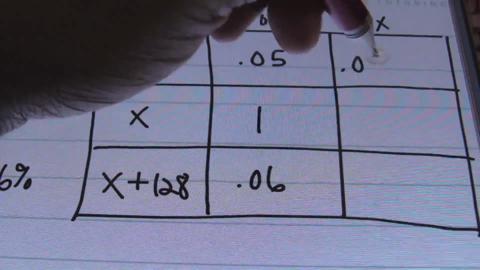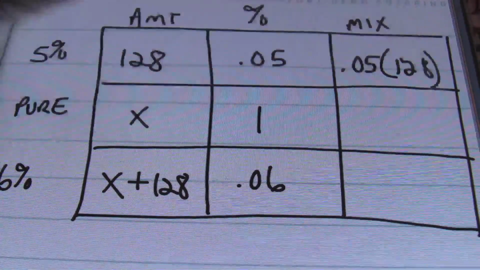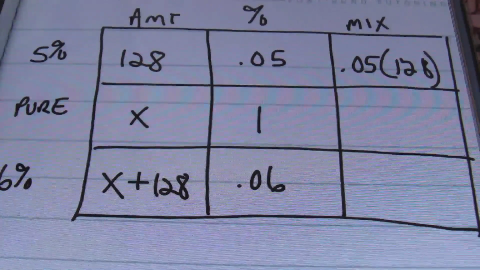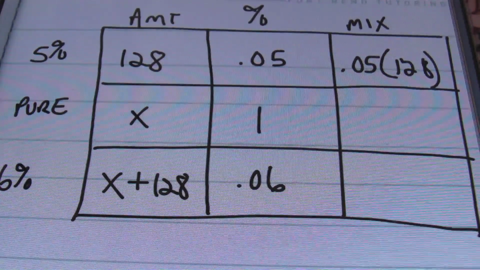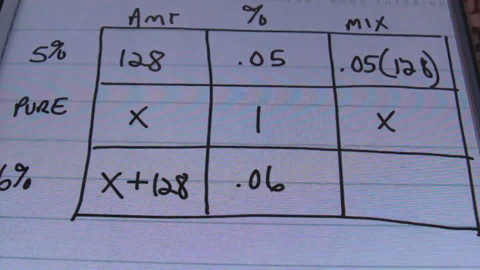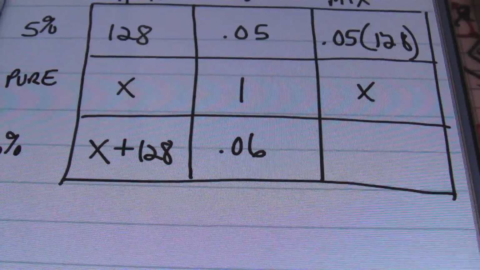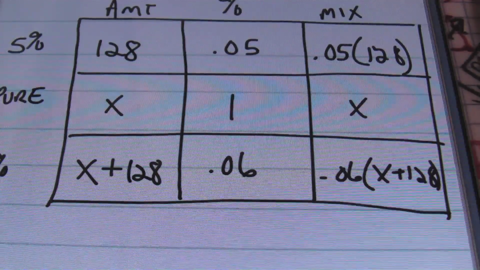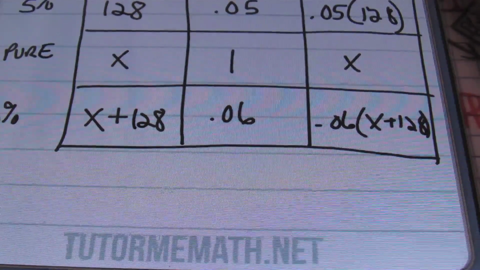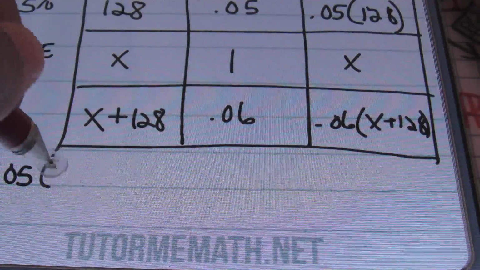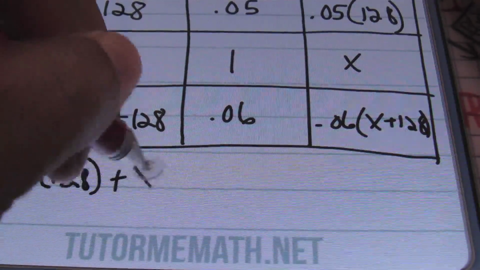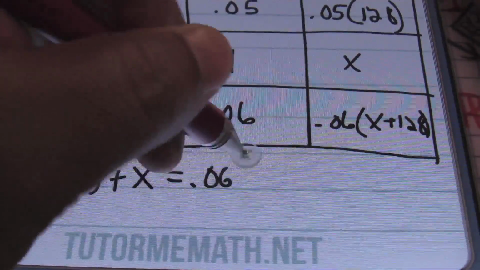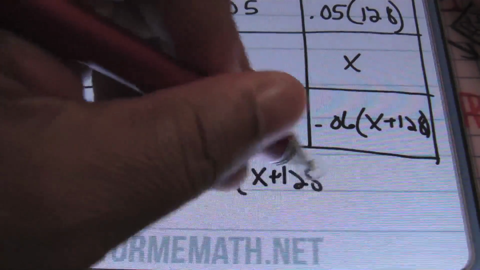So I'm going to write this as 5/100ths times 128. All right? I'm not going to stress myself out multiplying that out right now. But I will have fun multiplying x times 1, because that's just x. Then multiplying x plus 128 times 6/100ths, you'll end up with 6/100ths times x plus 128. And this last column, ladies and gentlemen, is going to help me create the equation. So check it out. We'll have the following. It'll be 5/100ths times 128 plus x equals 6/100ths times x plus 128.